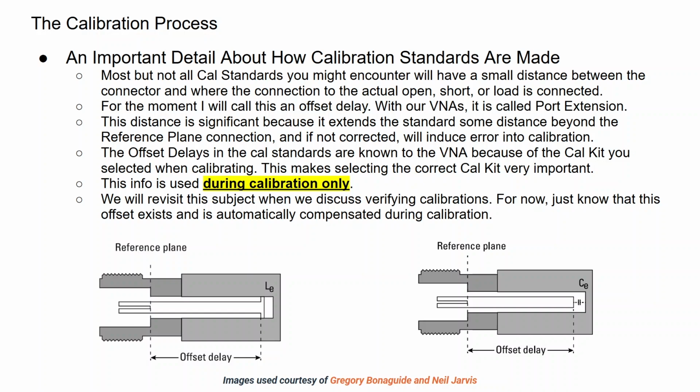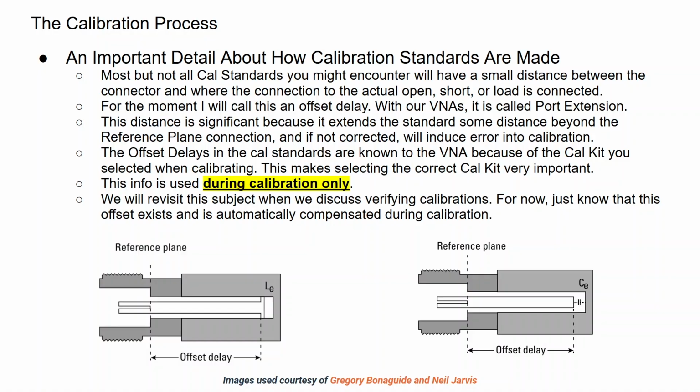These are known. I'm going to mention this again. When you select the cal kit in the calibration process, it pulls up all the parameters for the various loads. So when you say, okay, I've connected to short, it's got access to information to know what it should be seeing and how that is contributing to the measurement so it can compensate for it. But this information is only used in the calibration.